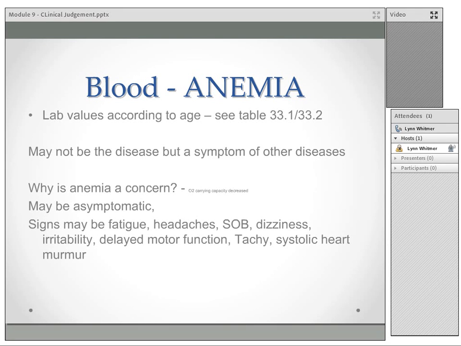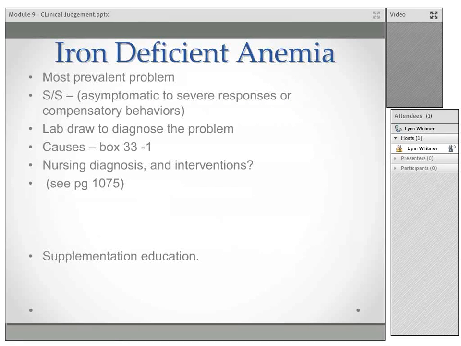Some of the generalized signs, as I put here on your slide, are fatigue, headaches, shortness of breath, dizziness, and irritability. As it gets more severe, there can be delayed motor function, tachycardia, and systolic murmurs may even be heard with someone in an anemic situation, because the body's trying to compensate for the decrease in oxygen. So anemia is a broad category, and then we look at some of the specifics.